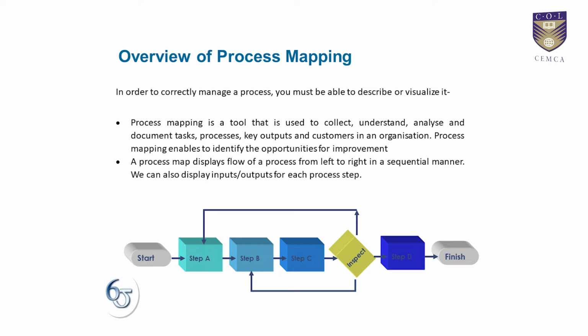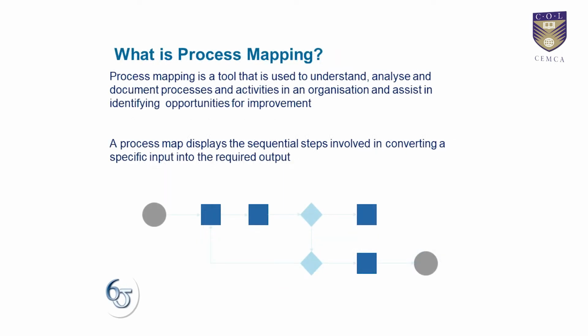So if I have to talk about process mapping, because I've used this word process mapping a couple of times, if you look at this slide, it says process mapping is a tool that is used to understand, analyze and document processes and activities in an organization and assist in identifying opportunities for improvement. You would have seen this kind of graph in your different sessions in different courses. It's called a flow chart that you can see here. We use certain boxes that help us to map a process.